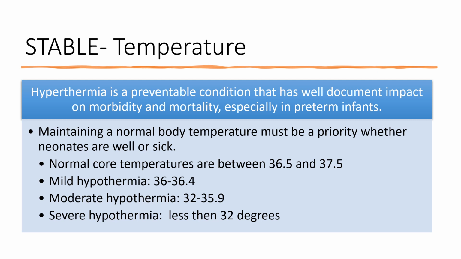Normal core temps, they say, are normally above 36.5. We want to get above that. Mild hypothermia is 36 to 36.4. Moderate, 32 to 35.9. Severe, less than 32. That's all in Celsius.